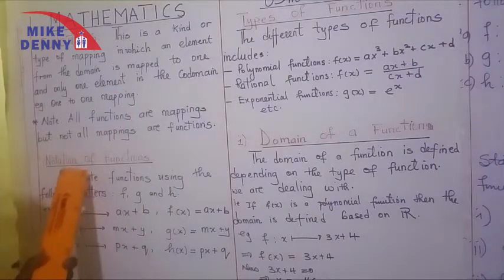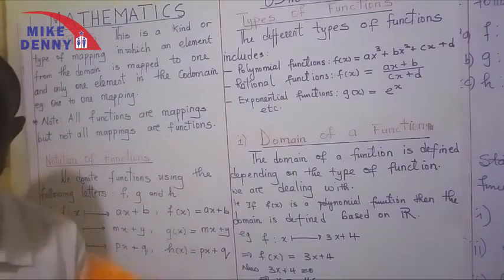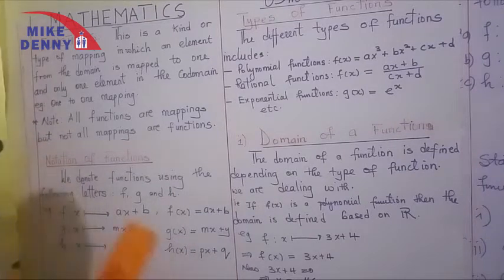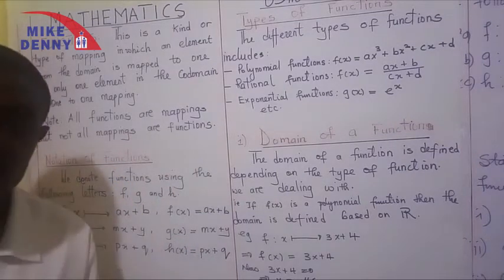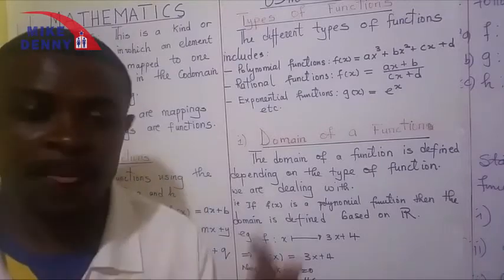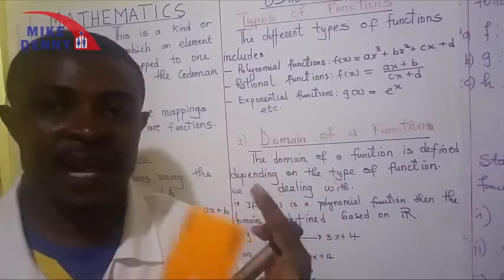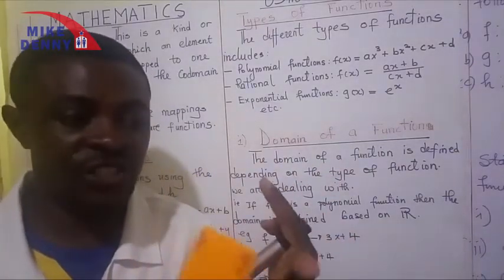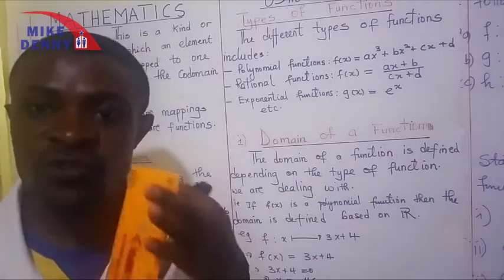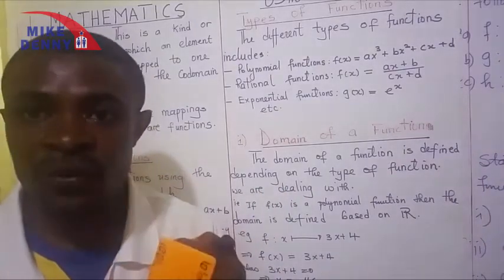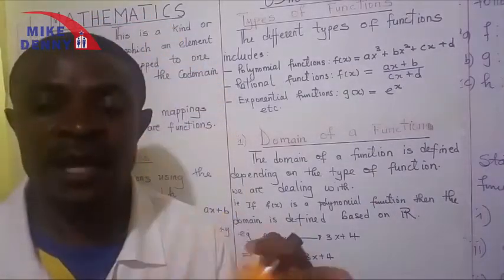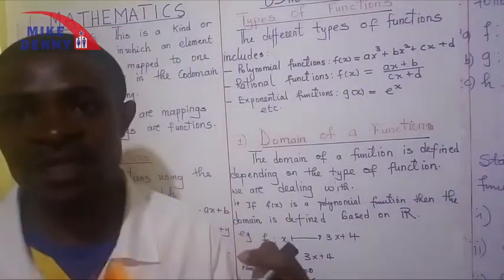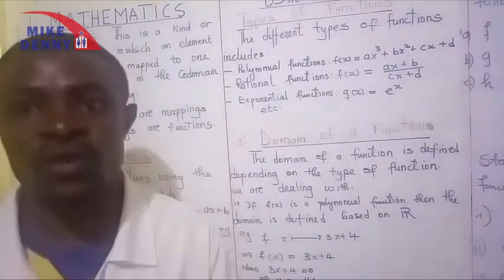The next subtopic here is notation of functions. How do we denote functions? We denote functions using 3 letters of the alphabet, and the 3 letters are F, G, and H. Those are the 3 letters we use to denote functions. So anytime you are given a question on functions and you see us using F, G, and H, the first thing that comes to your mind is that we are talking about functions.